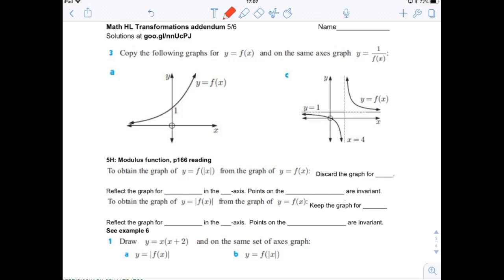Page 5 of Transformations Addendum. Number 3, copy the following graphs for y equals f of x, and on the same axes graph y equals 1 over f of x. Okay, so let's take A first.